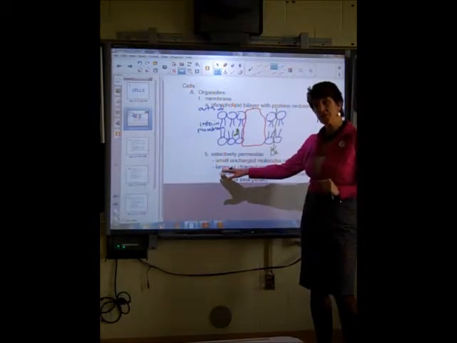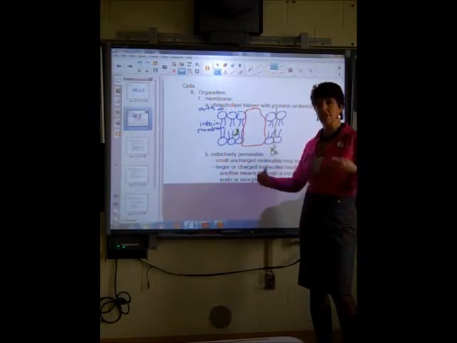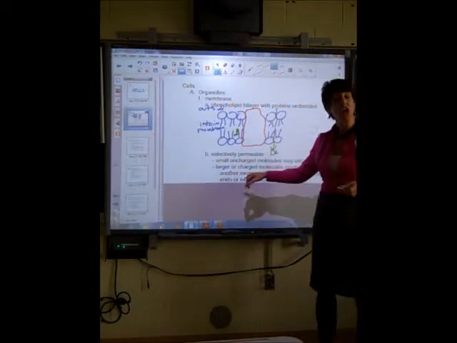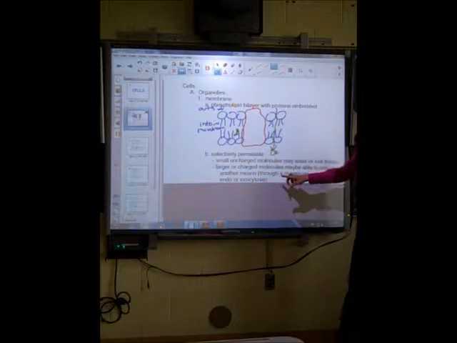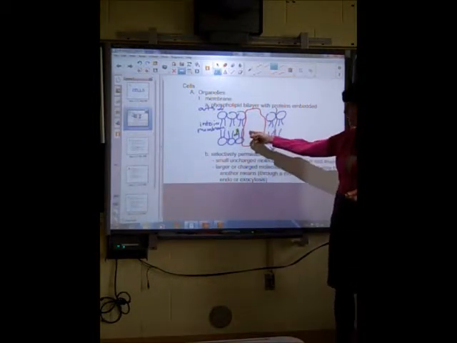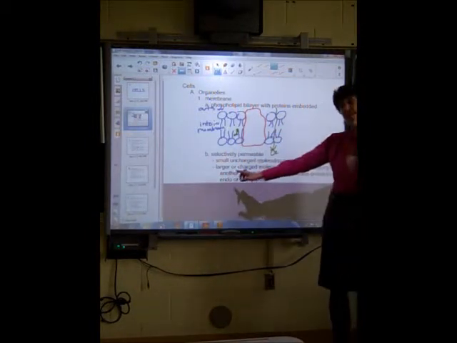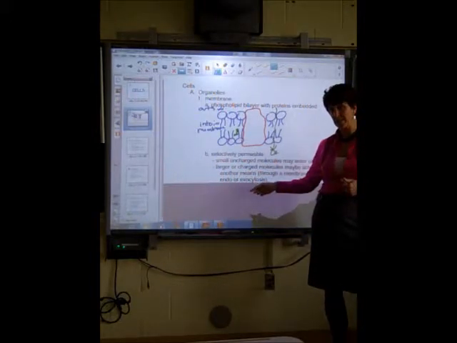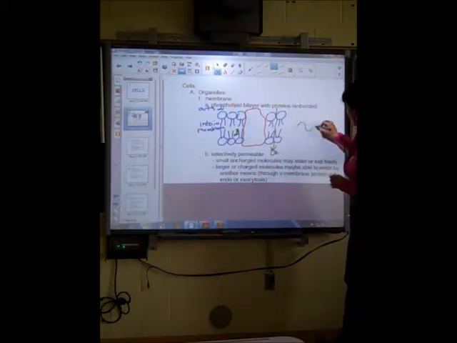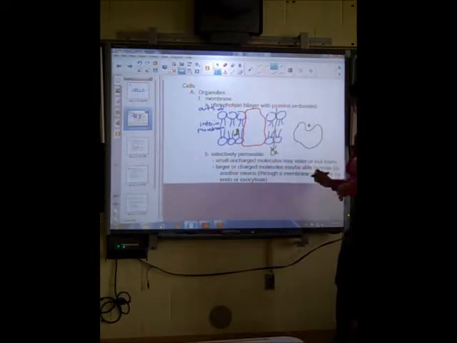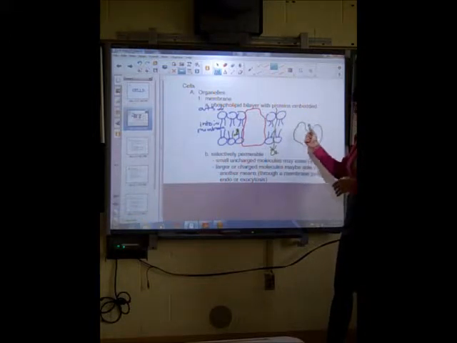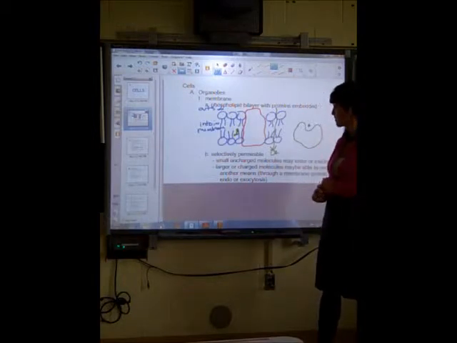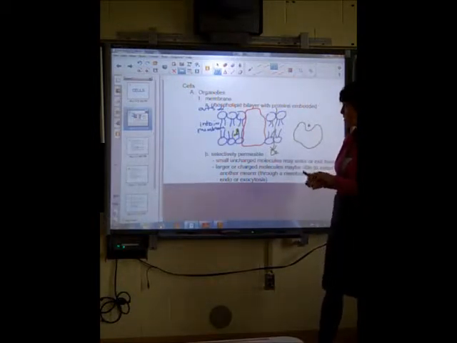If things are larger, like proteins and sugars and nucleic acids, or if they have a charge, like salt, they may be able to enter by another means, which means they might go through a membrane protein or by endocytosis or exocytosis. You might remember diagrams like this, where an amoeba would surround and engulf a molecule. This would be my amoeba, and this would be the food, and that would be an example of endocytosis. So that's how larger molecules may enter or exit.